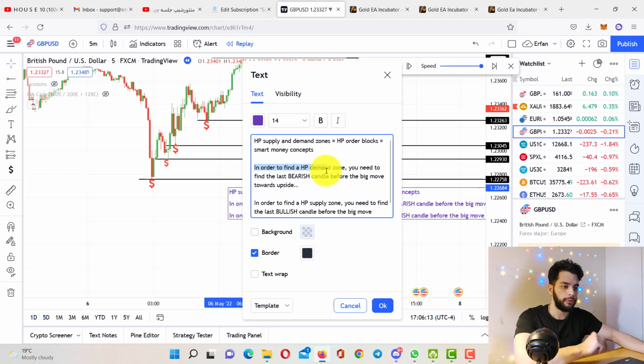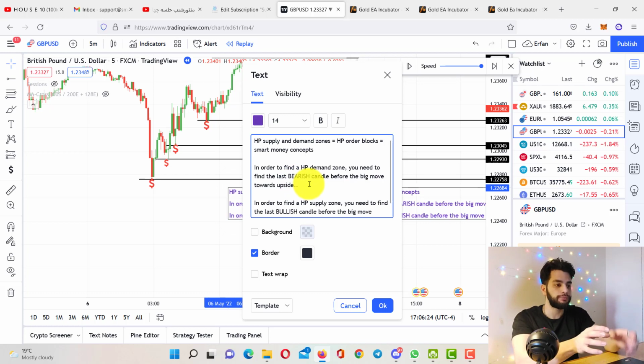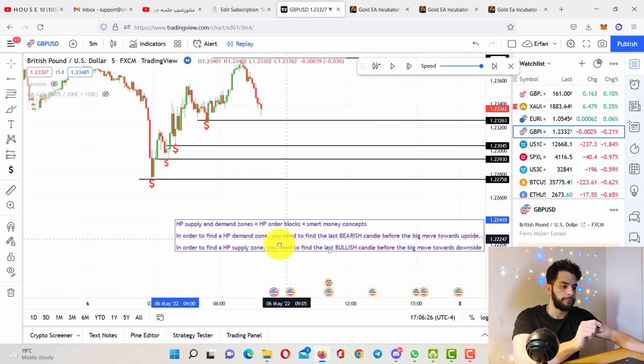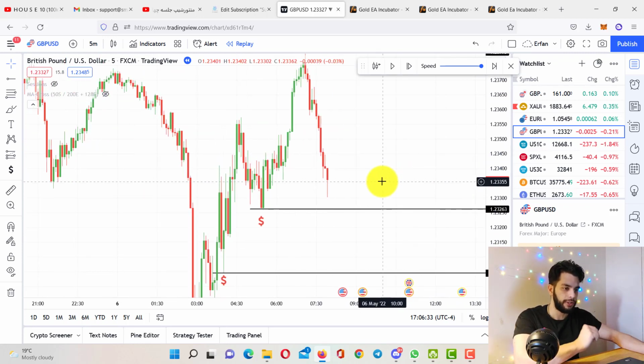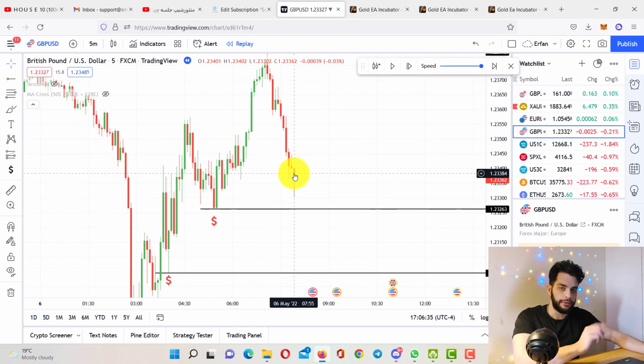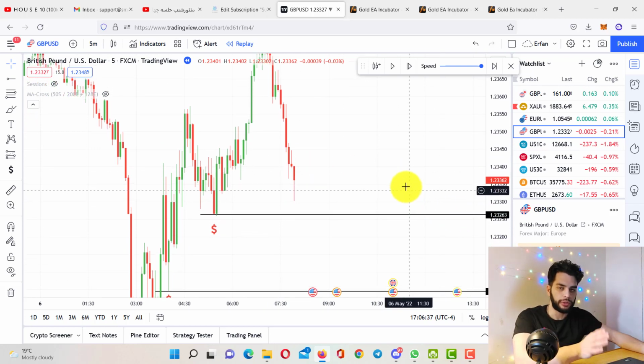In order to find a high probability demand zone, you need to find the last bearish candle, which is opposite, before the big move towards upside. And you got to see if there's any gap. I'm going to show you between the candle that happens after that and the zone that we draw. One example is here. This is 8:30. This is 8 in the morning, so it means that the New York session just started.